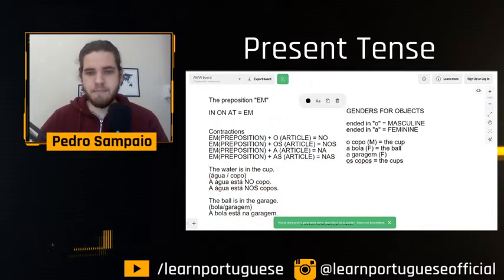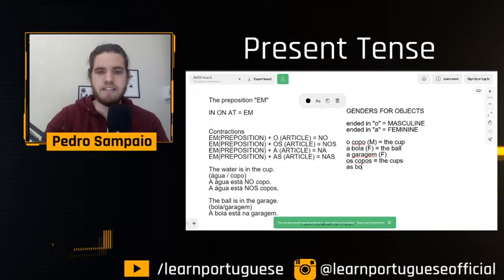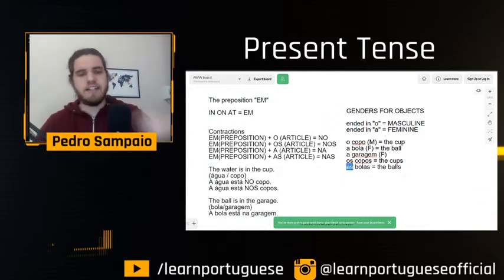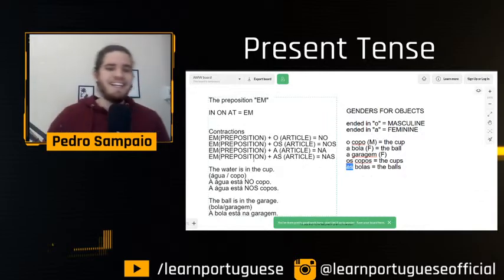So let's take, for example, a bola. Let's say as bolas, the balls. Then we would contract the article as plus preposition em, and that would be nas.